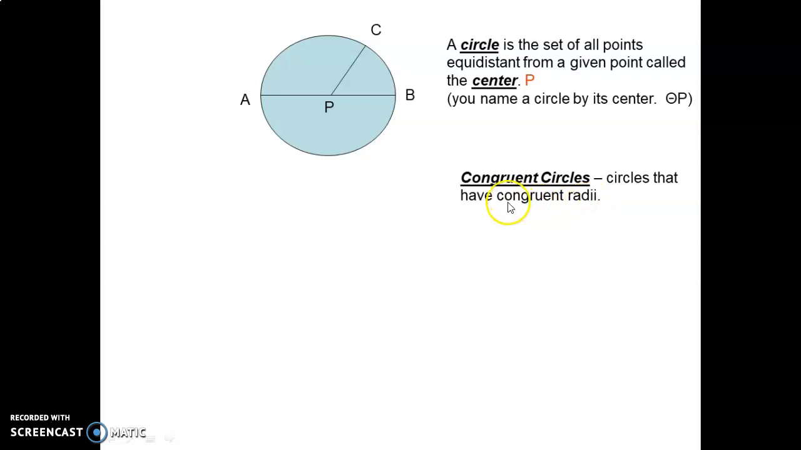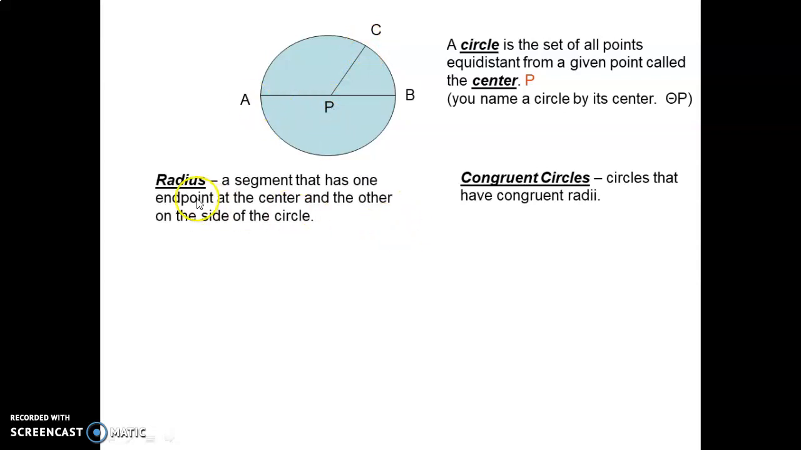Alright, the radius goes from the center to the outside. So like PB is a radius, PC is a radius, PA is a radius. Alright, radius, there it is. Okay, so you got the center and the other end is the side of the circle. Alright, and there you go, what I just named.